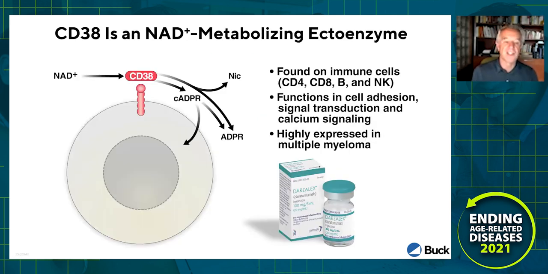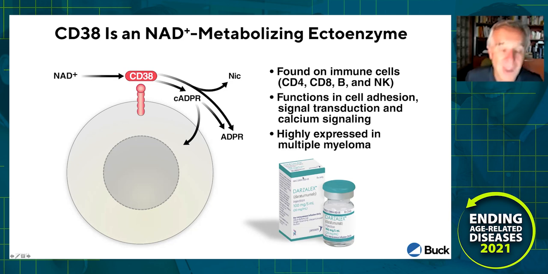CD38 has actually been known for a long time. It's an NAD metabolizing ectoenzyme. It is present at the surface of cells. In most cells, the majority, but not all, of CD38 is facing outward. In macrophages, for example, close to 30% of CD38 is facing inward. It is found on immune cells: CD4, CD8 T cells, B cells, and NK cells. It's been shown to function in cell adhesion, in signal transduction, and in calcium signaling. And interestingly, it's highly expressed in multiple myelomas, where it has been used as a therapeutic target. This is a drug called Darzalex.